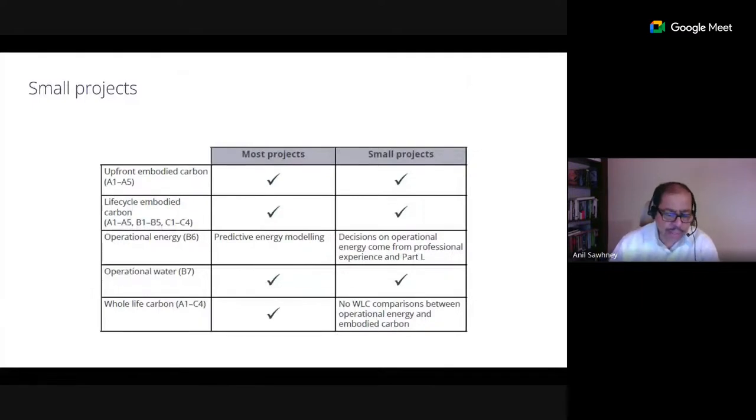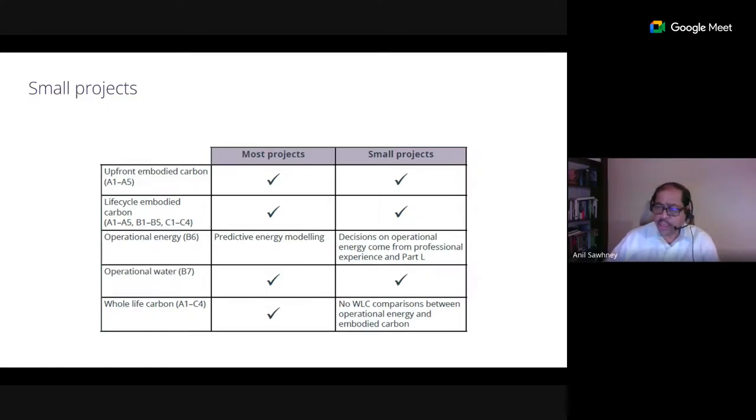Okay. Another thing, if you have a small project, we have slightly different requirements. You still need to do A1 to A5. You still need to do upfront and life cycle embodied carbon. For most projects, meaning large projects, you use predictive energy modeling, but for a small project, you don't need to. You can use some kind of nomograph or some tables that can give you a quick estimate rather than doing an energy model. Operational water is still required.